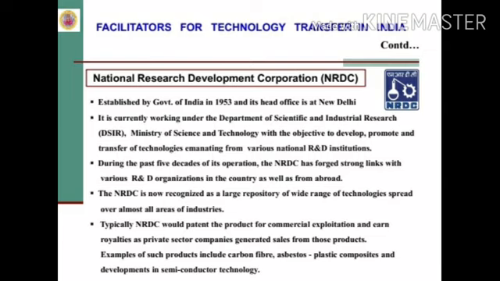Typically, NRDC would patent the product for commercial exploitation and earn royalties as private sector companies generated sales from those products. Examples of such products include carbon fiber, asbestos, plastic composites, and developments in semiconductor technology.